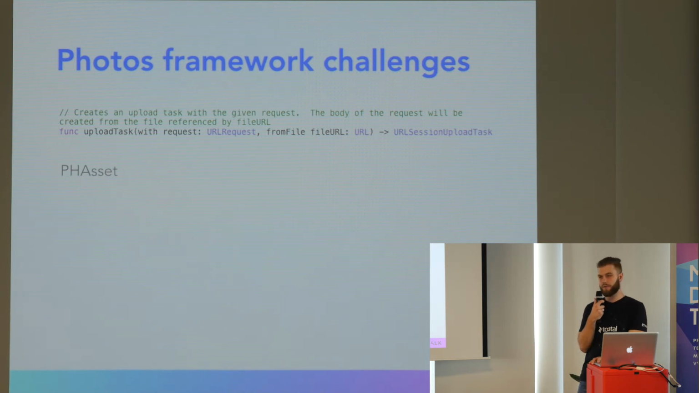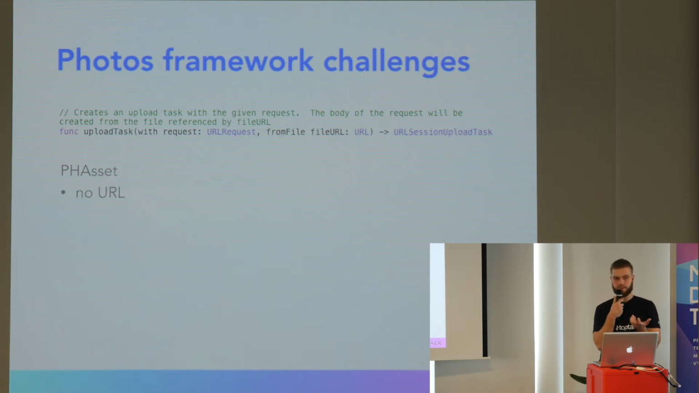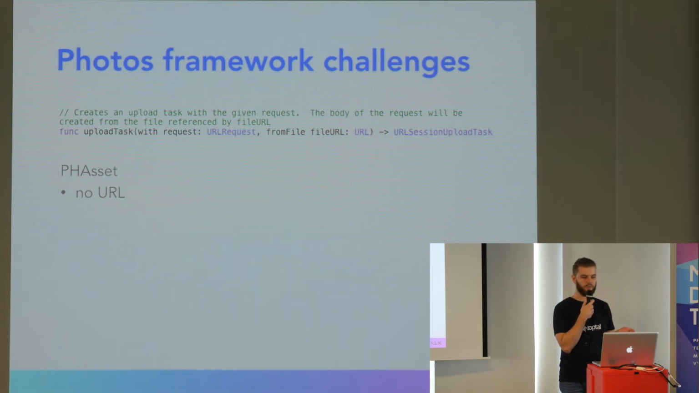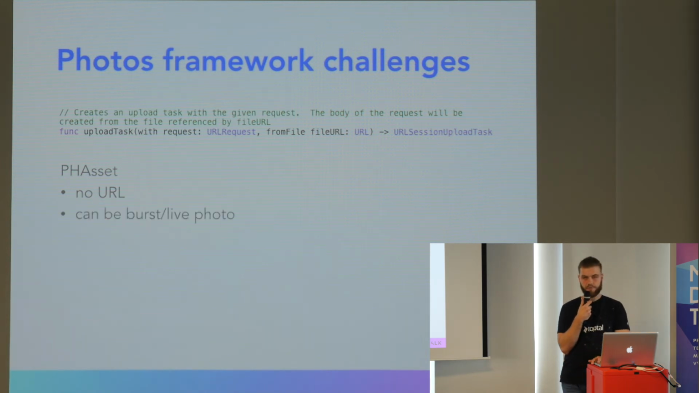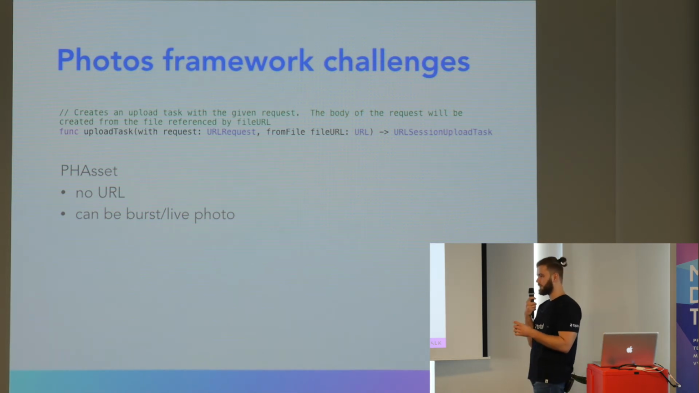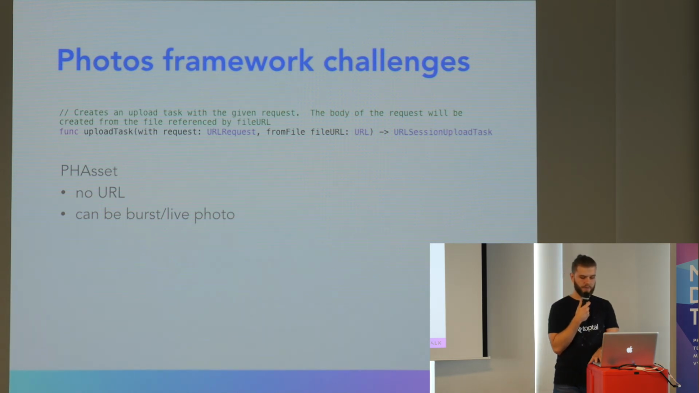But some problems arise when you are using PHAsset, which is the base class for Photos Framework. So PHAsset is a special thing. It's like a proxy. It doesn't give you a direct URL that you can use to copy it from the photo app to your app. Also, it can be a burst or live video. That is really a headache. So instead of 1 photo allocation, you get 5. Or you get a video there, which is also unexpected.